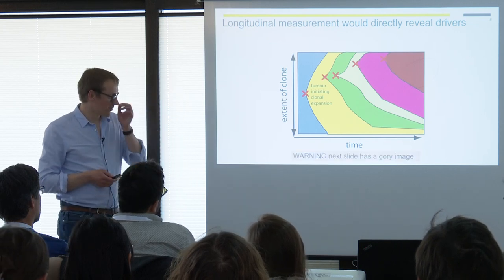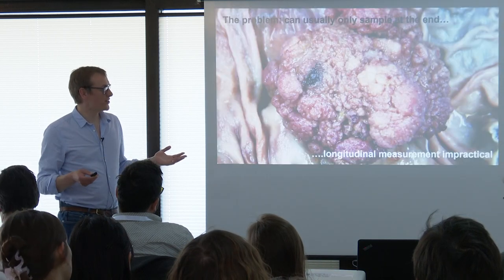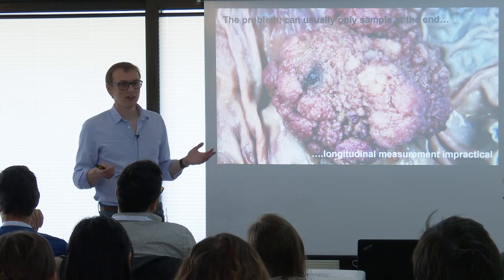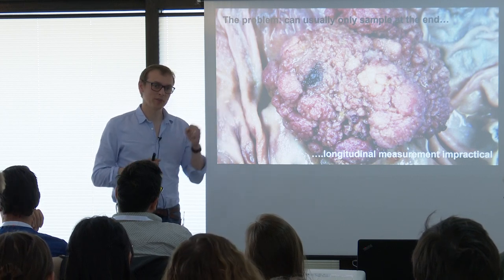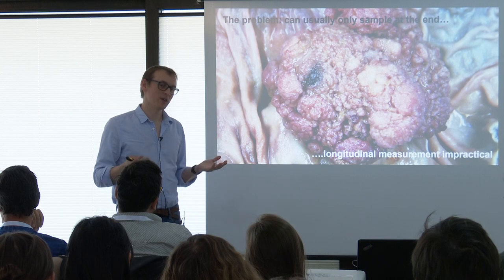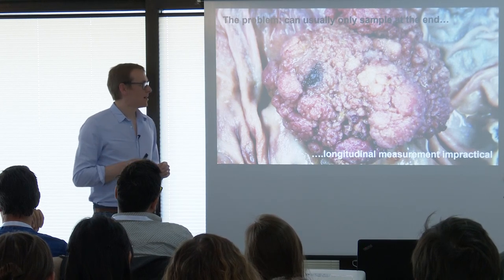So again, the next slide is a gory one, more gory than last time. So the problem that we face is that all we get to analyze is this, right? These are these big, ugly colon cancers. This one is about as big as my fist. We take it into our lab and we slice it up and we do genetics on it, we do genomics on it. But this is all we get.